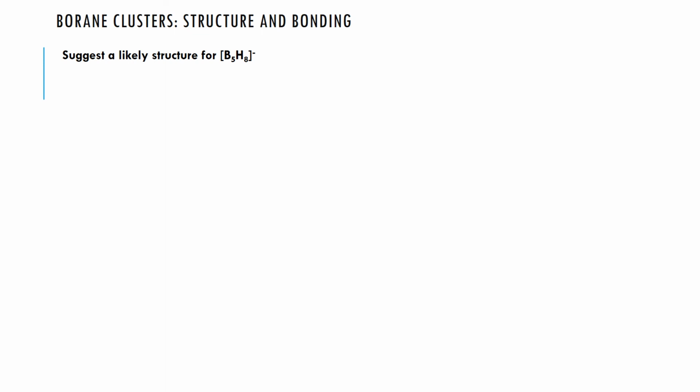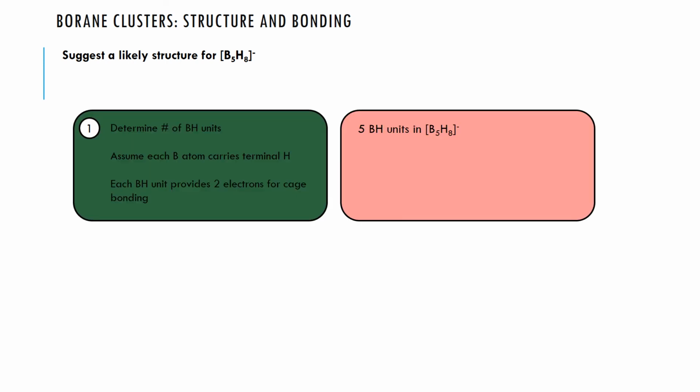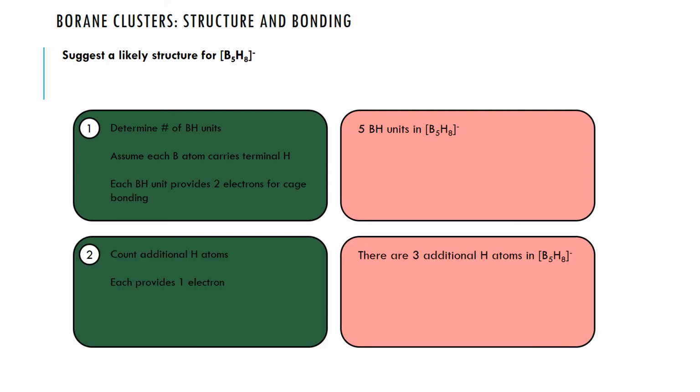Now, we can also continue with this. So let's now try and suggest a likely structure for B5H8 minus. Again, we determine the number of BH units. We assume, just as with the previous example, that each boron atom carries a terminal hydrogen, and each BH unit provides 2 electrons for cage bonding. Here we've got 5 BH units, but we've now got 3 additional H atoms because we're dealing with B5H8 minus.